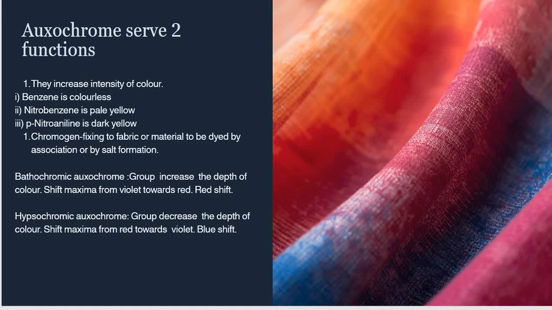And next let us see the hypsochromic auxochrome. These are the groups which decrease the depth of the color. These shift the absorption maximum from the red to violet and this results in the fading of the color. It is called the blue shift. A hypsochromic effect is observed when the OH or NH2 group of a dye is replaced by OCO-CH3 groups.